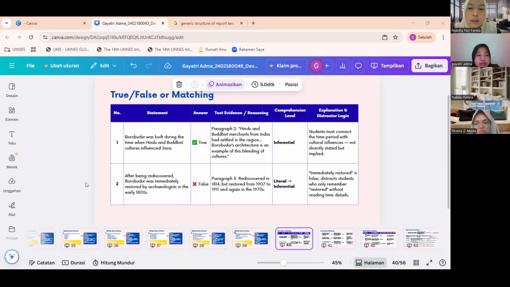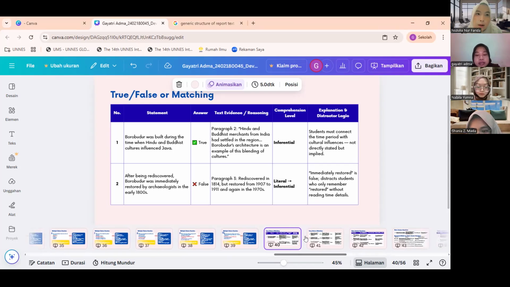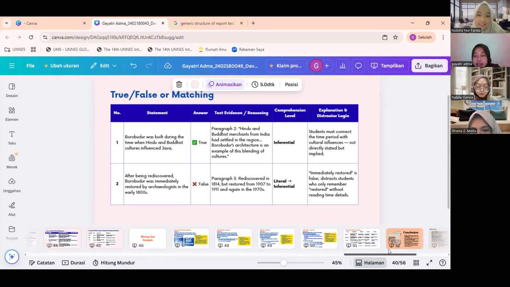May I, Mbak Gayatri? Ya, Mbak. Okay, can you show us the rubric assessment? Rubric assessment for writing or reading? Writing. All right, hang a second.